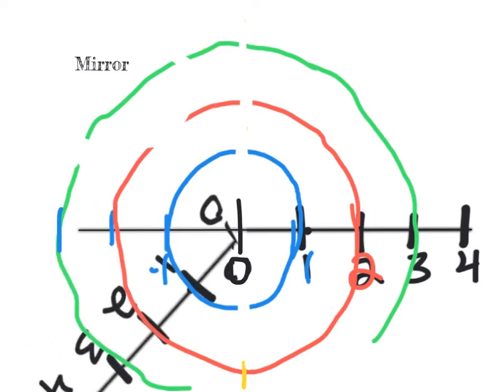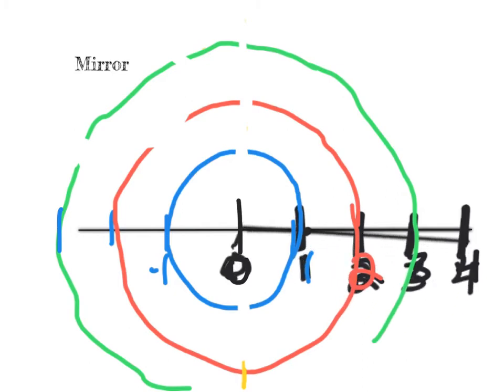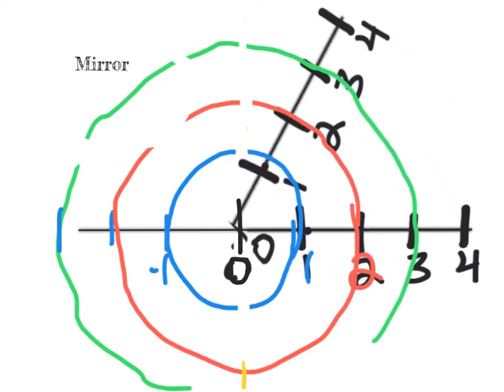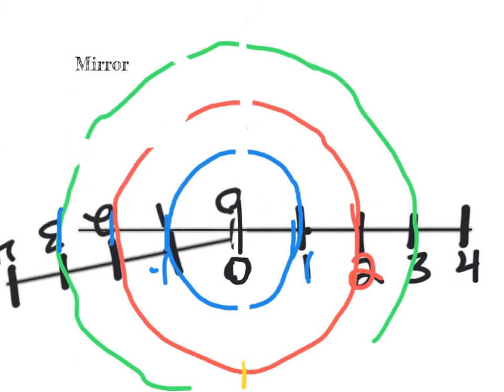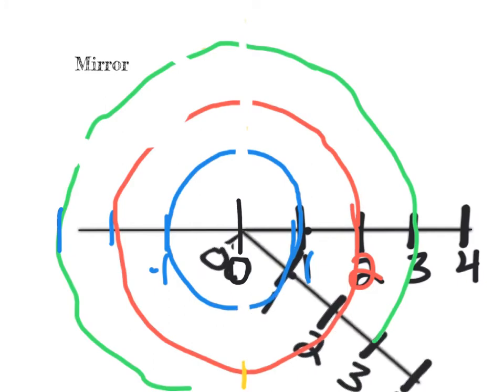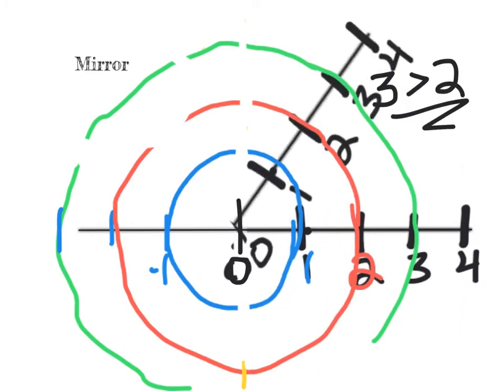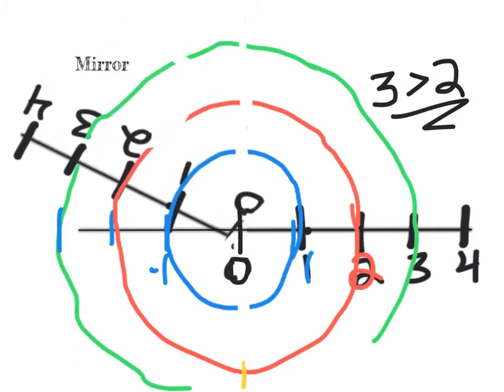Okay, that's all well and good, but I'm wondering about these terms greater than and less than. Well, on the right side of 0, 3 is greater than 2 because 3 is further to the right.